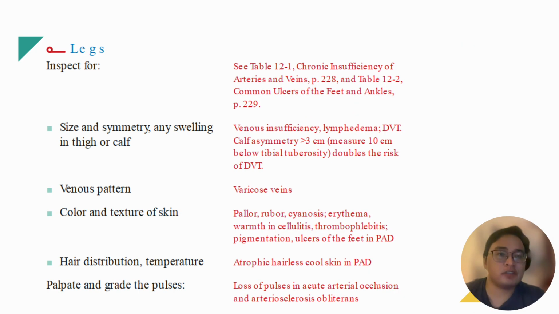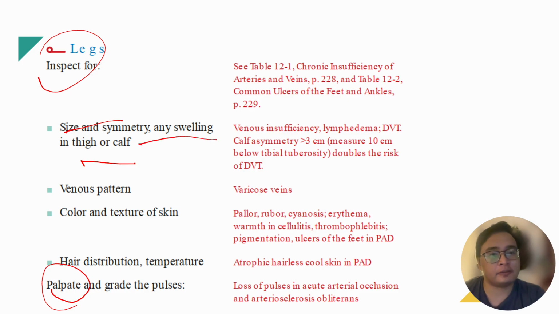For the physical examination of the lower extremities, you do inspection and palpation, just like the upper extremities. So you're going to inspect size and symmetry, and if there is any swelling in the thigh or calf. If there is swelling, it could be either venous or lymphatic in origin. Okay? So, if there is calf asymmetry greater than 3 centimeters, measured 10 centimeters below the tibial tuberosity. Okay? So, it's around the fullest part of the calf. Then it doubles the risk for deep vein thrombosis. Okay? Remember, swelling is a venous symptom.